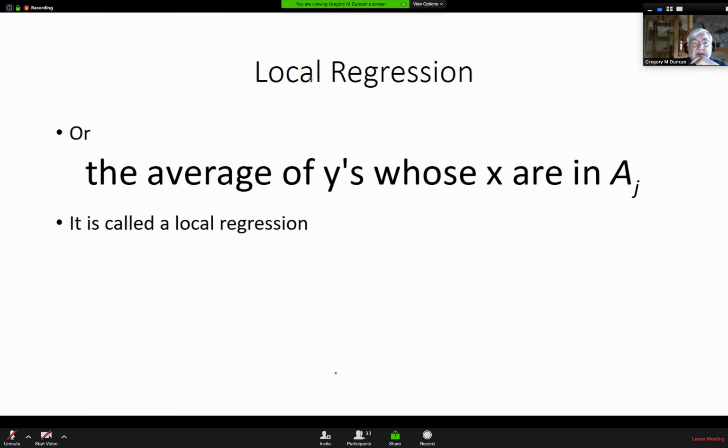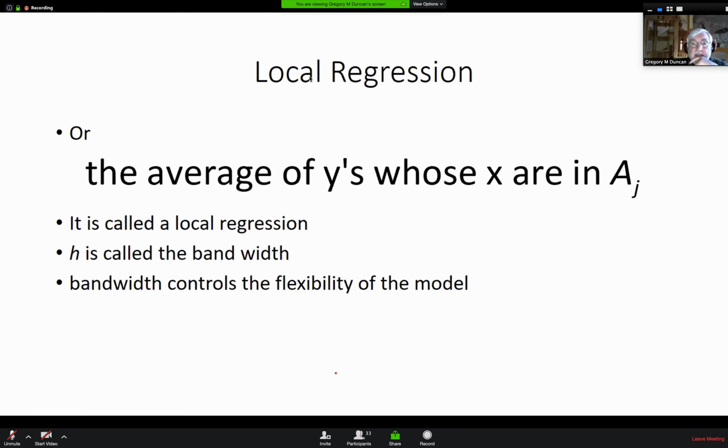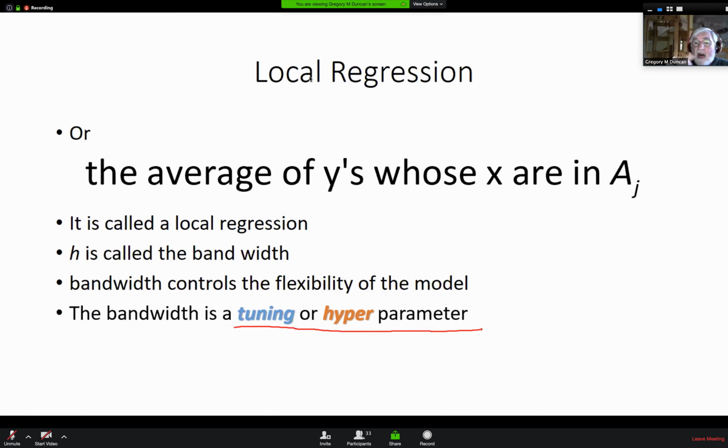This is called the local regression. H is called the bandwidth. The bandwidth controls the flexibility of the model. This is an important new term. The bandwidth is the tuning parameter, or hyperparameter. Some people call them tuning, some people call them hyperparameters, and they're going to be the thing that controls the flexibility of our models, the interpretability of our models, and the bias-variance trade-off of our models. We'll spend a lot of time learning how to tune a model.